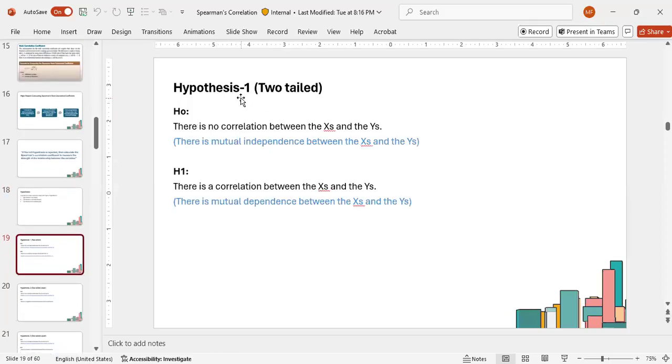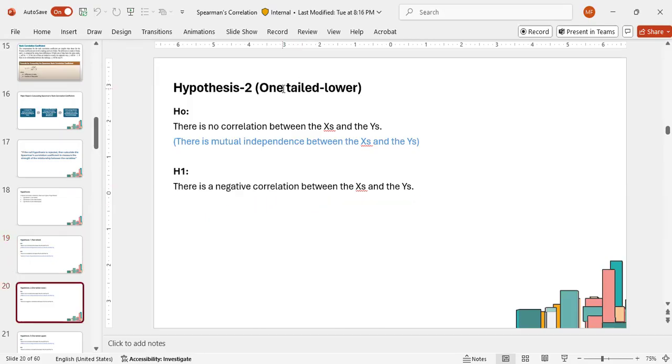What is a two-tailed hypothesis? In the case of a two-tailed hypothesis, the null hypothesis says that there is no correlation between the x's and the y's, or in other words, there is mutual independence. When there is no correlation, we say that there is mutual independence between the x's and the y's. The alternate hypothesis says that there is a correlation between x's and y's, or in other words, there is mutual dependence between x's and y's.